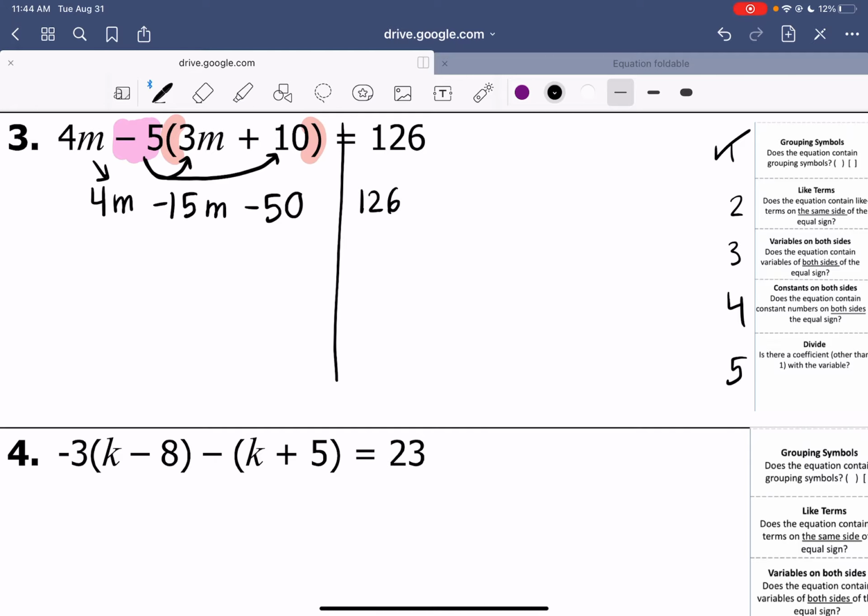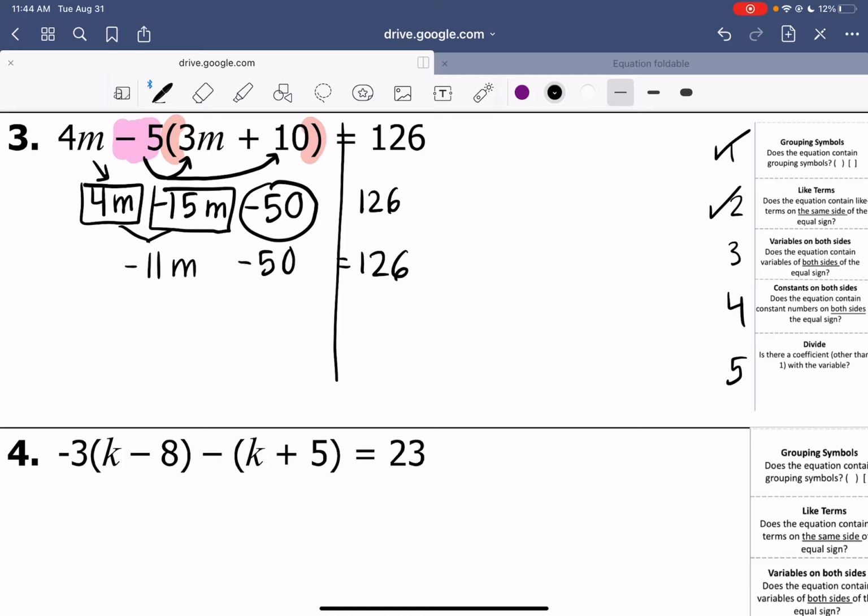Now, does the equation contain like terms on the same side of the equal sign? So our like terms, we have a 4m and a negative 15m, which we can combine. And then we have a negative 50 that doesn't have any other friends. So when we combine these, 4m minus 15m is a negative 11m minus 50 equals 126. So then we combined our like terms. So our next question, does the equation have variables on both sides? And we only have variables on the left, so we're going to go down to question 4.